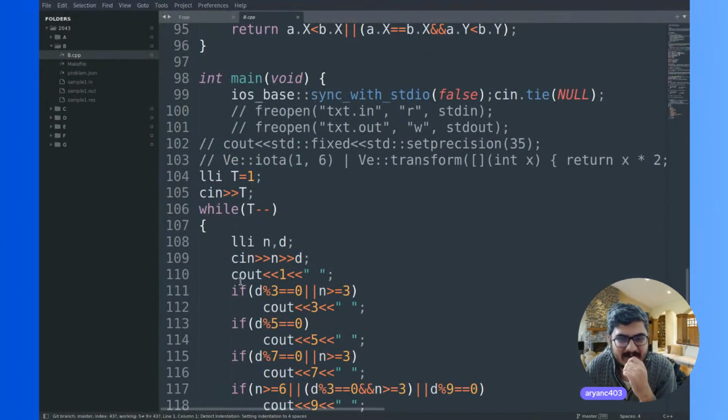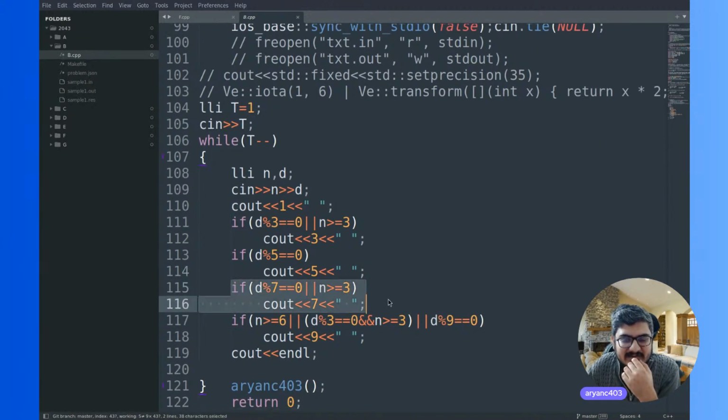So 1 is always divisible irrespective of the numbers. For 3 we should check multiples, like d into n factorial should be divisible by 3. So if d is divisible by 3, we can print 3. Or if n is greater than or equal to 3, then n factorial is also divisible by 3. So we can just print 3. For 5, the last digit should be 0 or 5. So if d is a multiple of 5, this should be good.